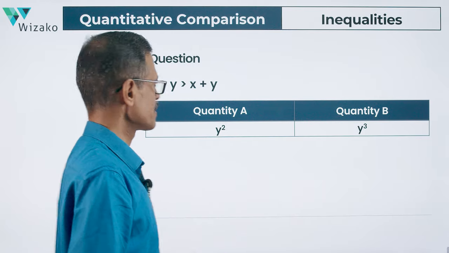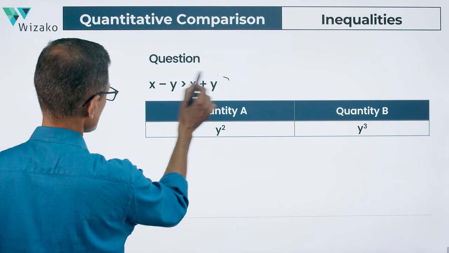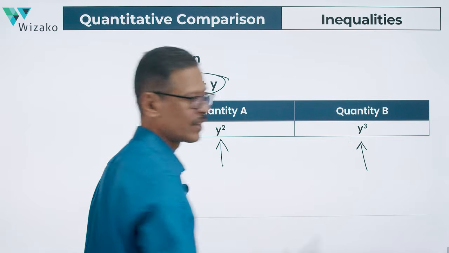Let's get started with this question. Question says, x minus y is greater than x plus y. This information is available. We'll have to compare these two quantities, y square and y cube.